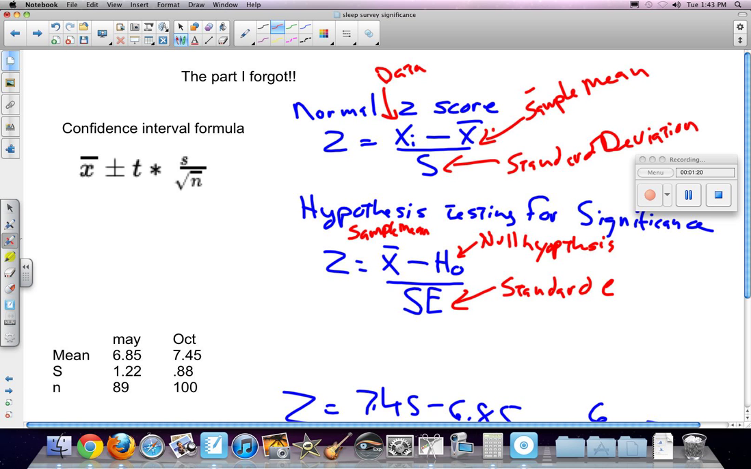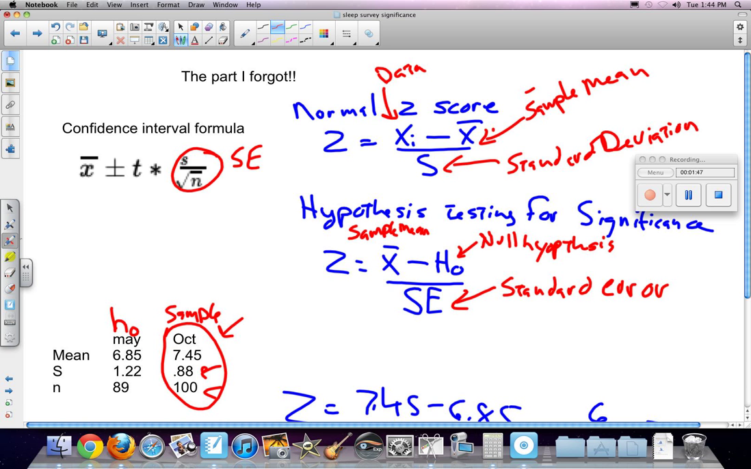Now, standard error, we know from our confidence interval formula. It's this part. This is the standard error, okay? So for this data set, my standard error that I'm going to use, because I'm testing the October against the May, this ends up being my null hypothesis, and this ends up being my sample that I'm going to use. So I would use this standard deviation and this n. So standard error for the October data set is going to be 0.88 divided by the square root of n, which is 100, which ends up being 0.088. That's my standard error.